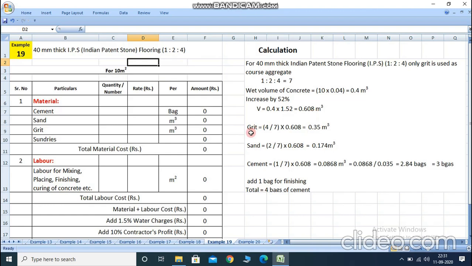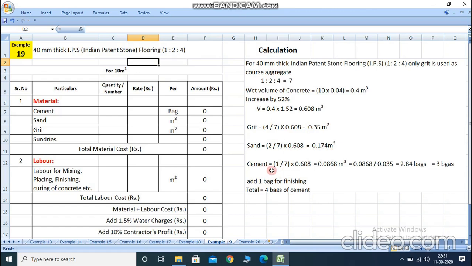Now we start the different material calculations. So the first material is grit. Grit, as per the ratio, is 4 parts. So grit is 4 divided by 7, the summation, multiplied by 0.608, which is the volume. So we got the grit in meter cube, the value is 0.35 meter cube. Now we take sand. The sand ratio is 2 parts. So 2 divided by 7 multiplied by 0.608. So we got the answer 0.174 meter cube.